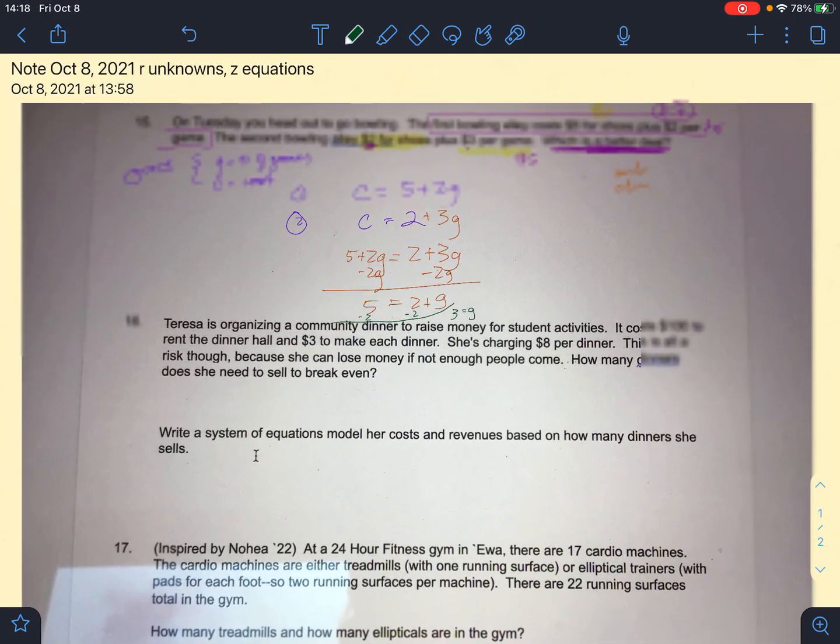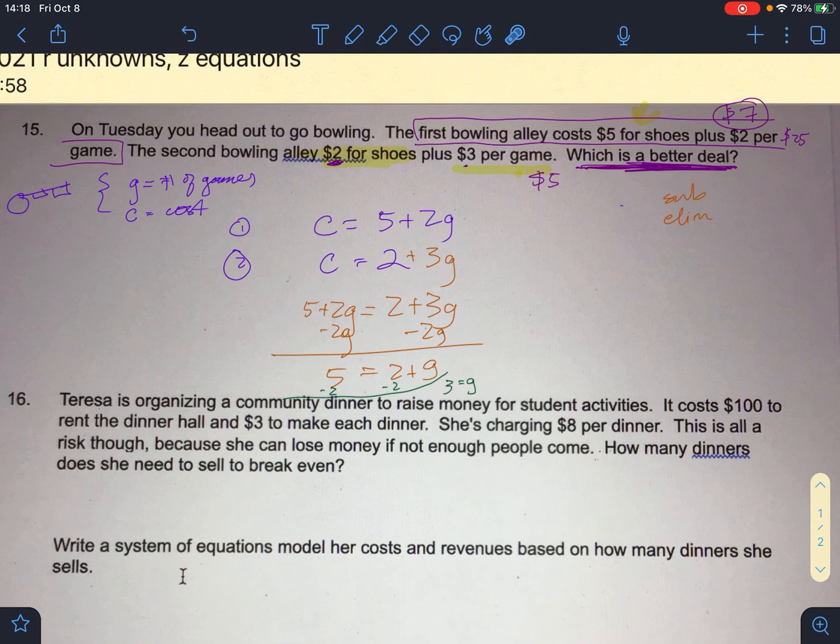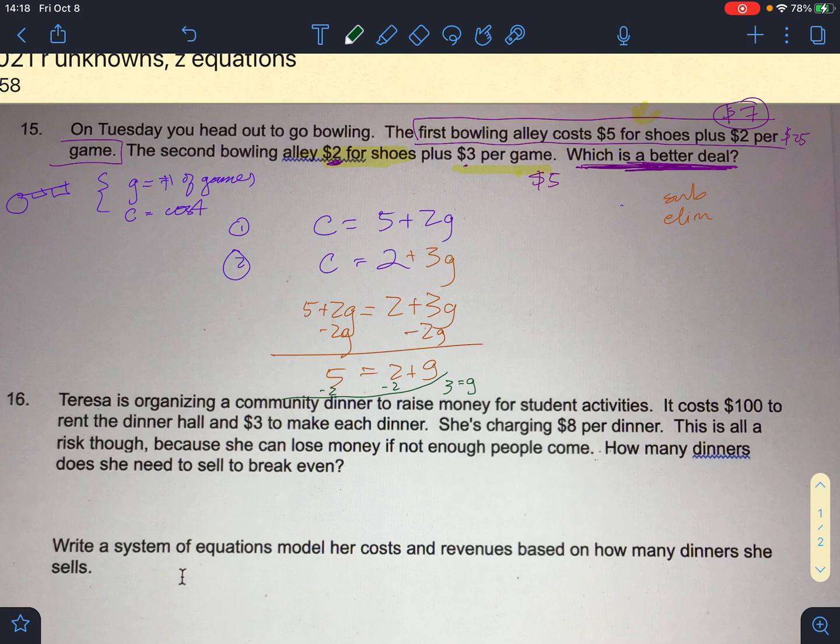Okay? And what did G stand for? Oh, yes, G stood for the number of games. So after 3 games, they will cost the same. Okay? They will cost the same. Can I prove that? Yes. Let's plug this G back in to this equation and this equation.